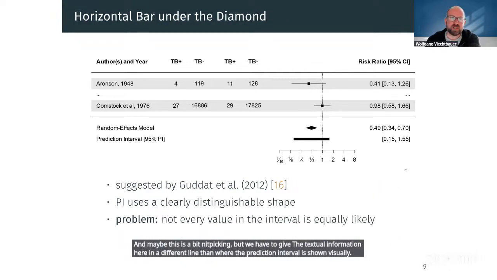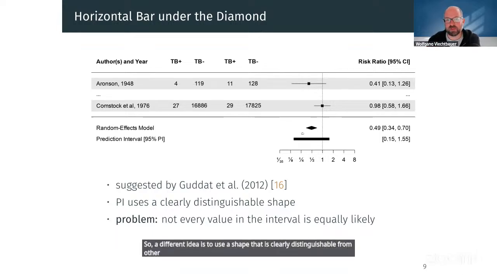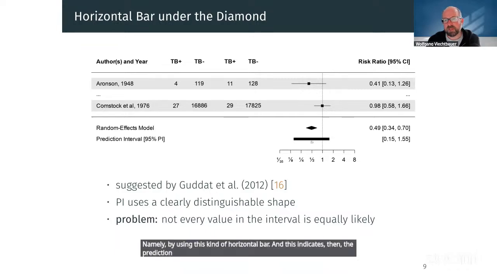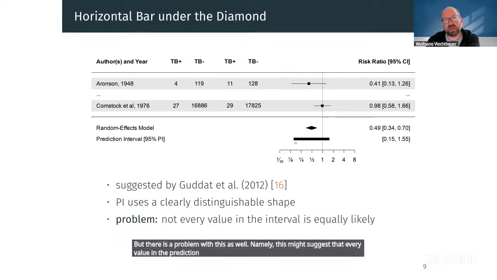So a different idea is to use a shape that is clearly distinguishable from other elements in the forest plot, and this has been suggested, namely by using this kind of horizontal bar, and this indicates then the prediction interval. But there is a problem with this as well, namely this might suggest that every value in the prediction interval is equally likely, but this is not actually the case.